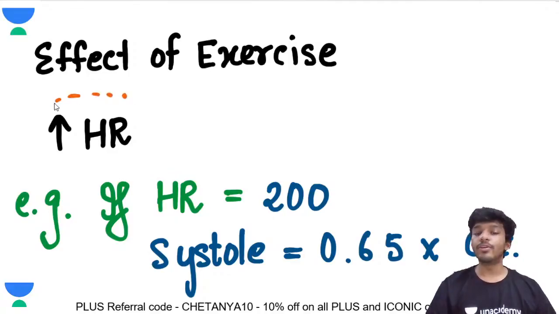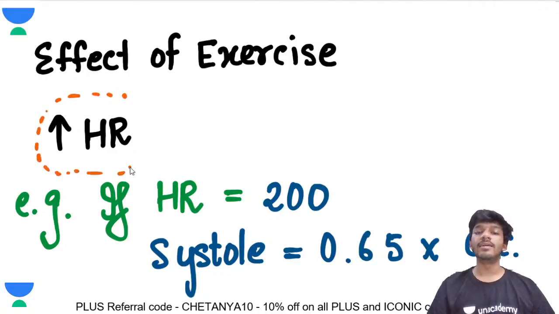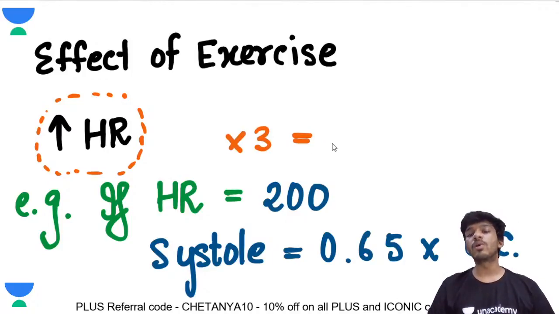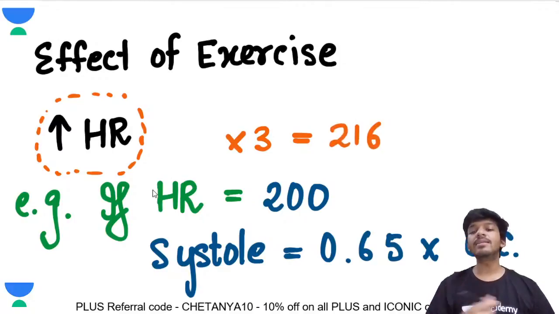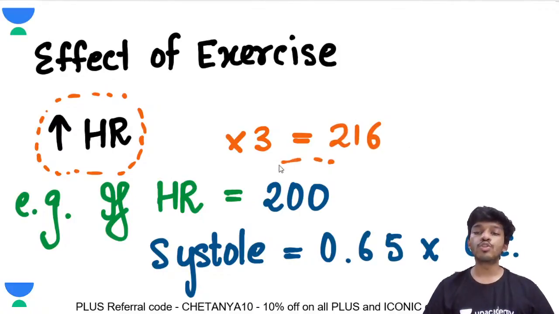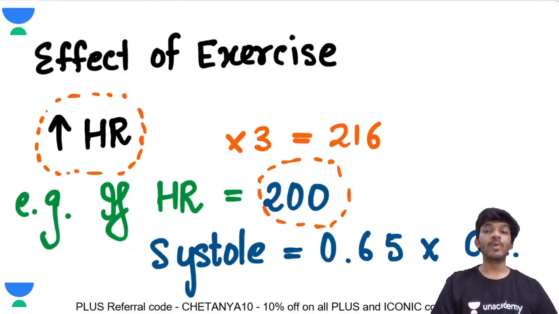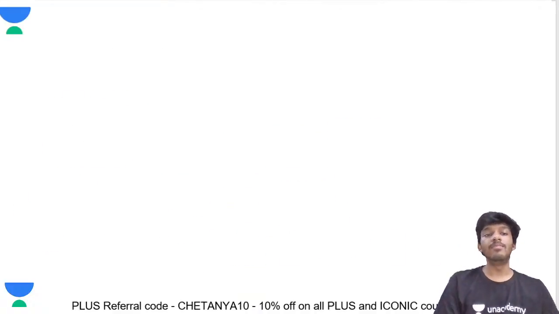You all know that heart rate increases during exercise because the body needs more blood. Guyton says, if the heart rate becomes thrice of normal, which would approximately mean 216, so let's say the heart rate is almost 200, then the duration of systole becomes 0.65 times the duration of the cardiac cycle, which means that 60% of the cardiac cycle will be systole.